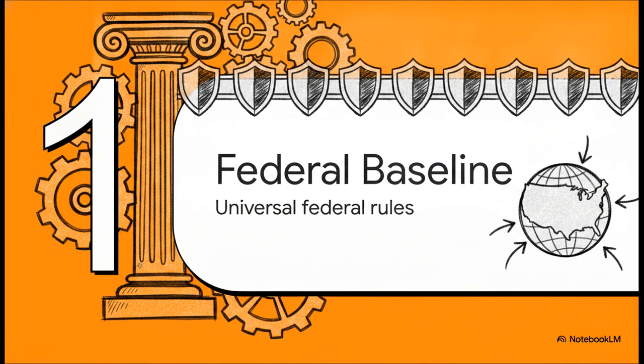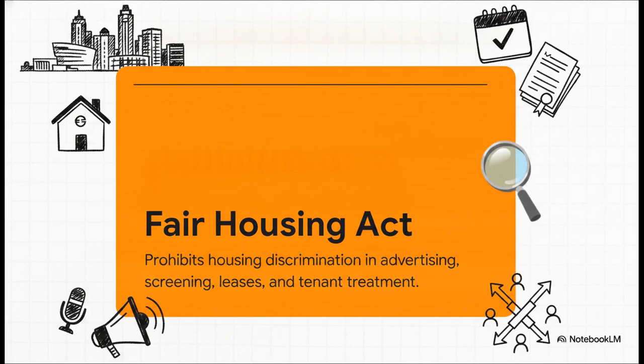Section 1. The federal baseline. So to really understand this, we've got to start with the universally understood federal baseline before we tackle any Kansas City specifics. At the very core of this foundation is the Fair Housing Act. This is the big federal law prohibiting housing discrimination in everything from advertising and screening to leases and tenant treatment. It's the whole shebang. It literally dictates how you can talk about your property publicly and how you evaluate potential renters. And again, just to remind you, our discussion of this act today is purely educational, not legal counsel.